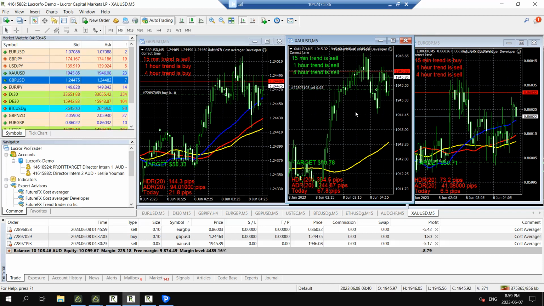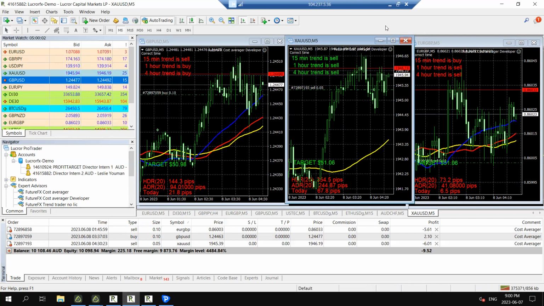So what I use that for is mostly determining the distance I want between each trade. At the moment, I only have one trade on each pair. But as the market moves against me, and this is a sell order, it's going to open up another trade and another trade and another trade.